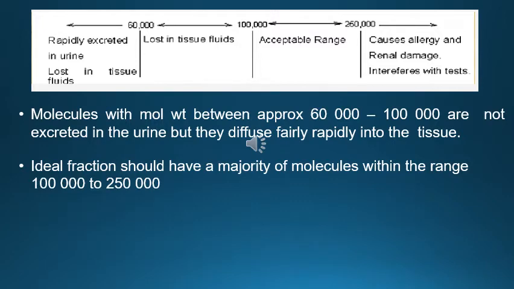So this is a summary of what we discussed earlier. Below 60,000, they are rapidly excreted in urine and they are lost in tissue. And above 2,50,000, they cause allergy, renal damage, and they interfere with the sedimentation test. Now what we need is in the range of 60,000 to 2,50,000. In that also, the acceptable range is 1 lakh to 2,50,000.